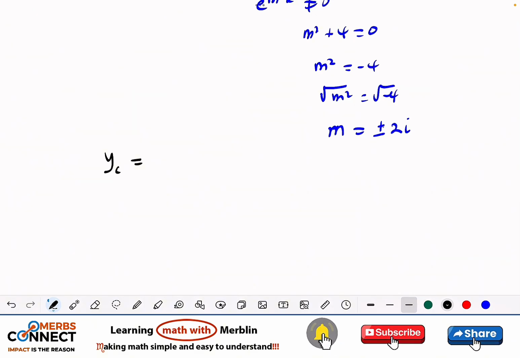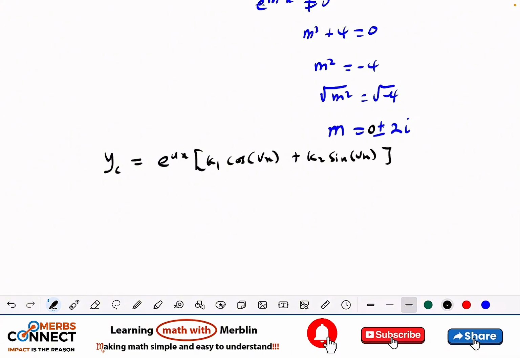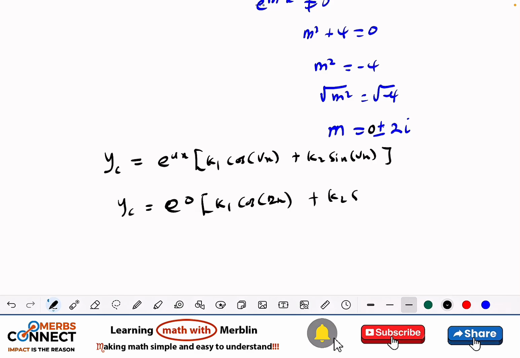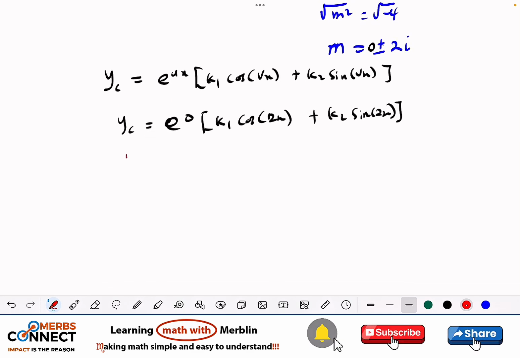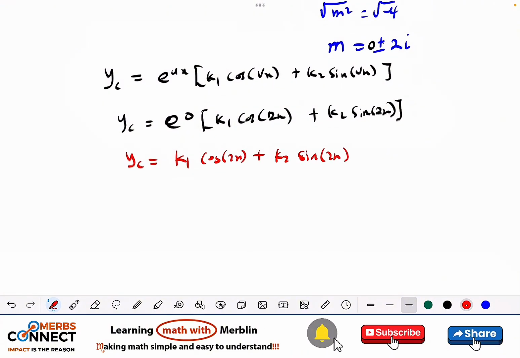Let me see. Okay, so here alpha is 0, so this is kind of 0 here. So it's e^(alpha x) times k1 cos beta x plus k2 sine beta x. So this is going to give us e to the power 0, k1 cos 2x plus k2 sine 2x. Simplify this and we have the complementary solution to be k1 cos 2x plus k2 sine 2x. So immediately we get something like this.